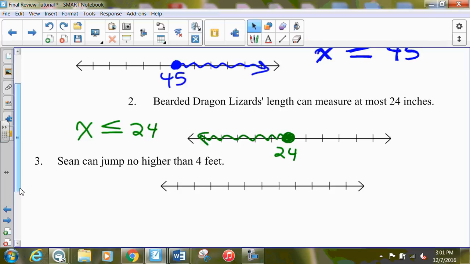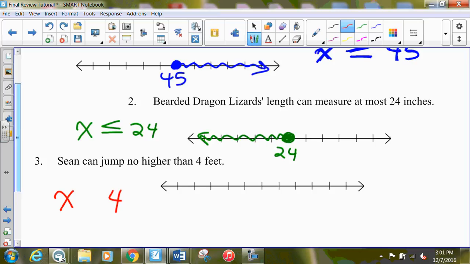All right, Sean can jump no higher than 4 feet. So once again, I'll put the x on one side and the 4 on the other. No higher than 4 feet. Okay, let's think about this. Can he jump 5 feet? No. Can he jump exactly 4 feet? Yes. So he can't jump higher than that. His highest jump is going to be 4 feet, and then it might be 3 feet, 3.5 feet, 2 feet. Okay, so x is less than or equal to 4. When we graph that, we put a 4 here. We fill in the circle, and we shade to the left.